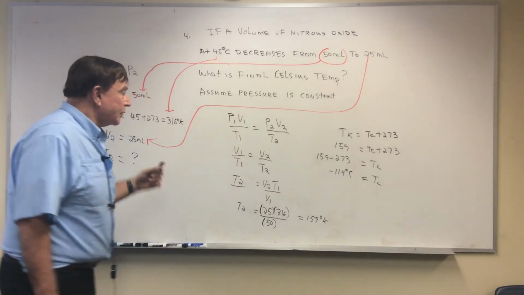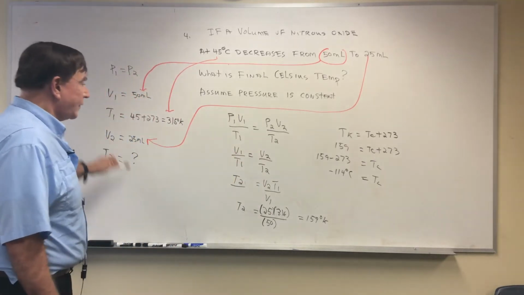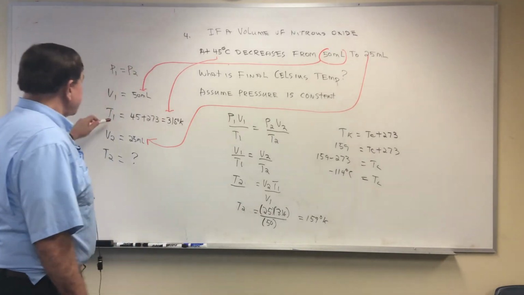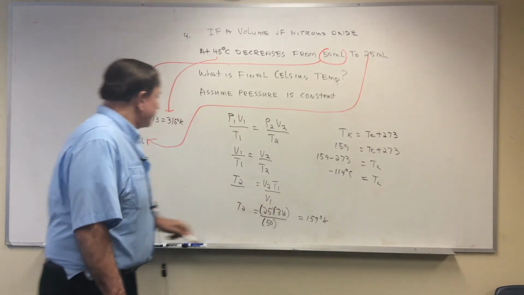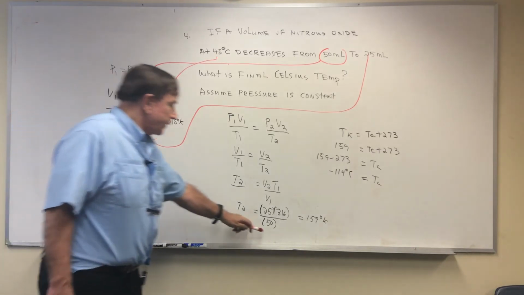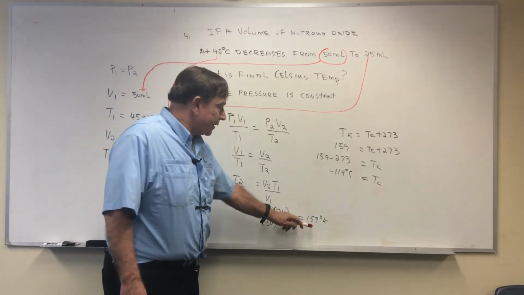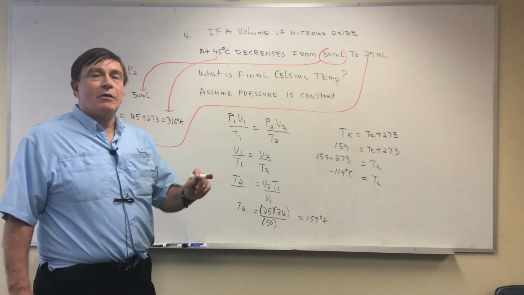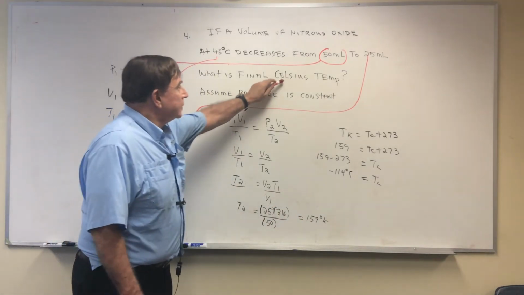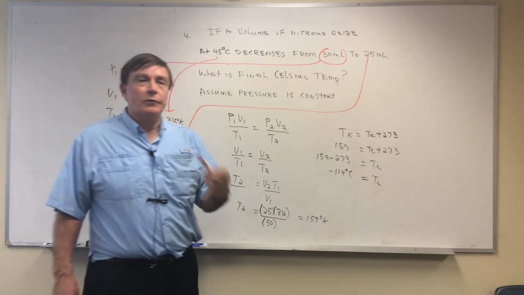Now let's go back and plug the numbers in. V2 is 25. T1 is 318, V1 is 50. So putting in the equation, we solve it and we get 159 degrees, but it's Kelvin. The question is Celsius, so we have to do another conversion.